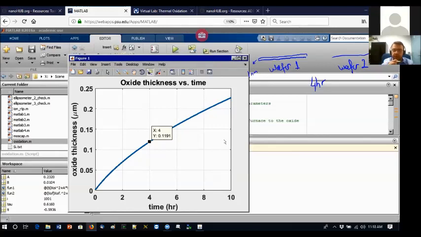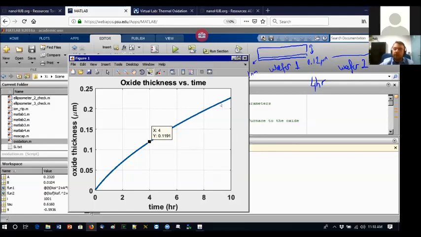At the end of the 4th hour, what do I see? I see that an oxide is formed and its thickness is 0.12 micrometers. Let's round it, and it's going to be 0.12 micrometers. That's the thickness of the oxide.